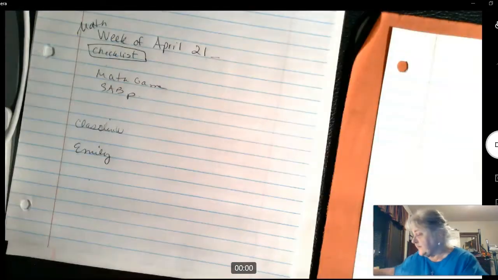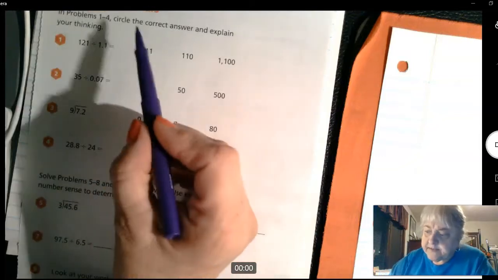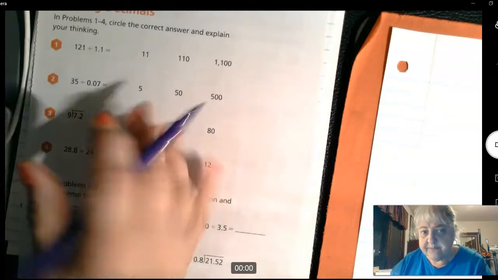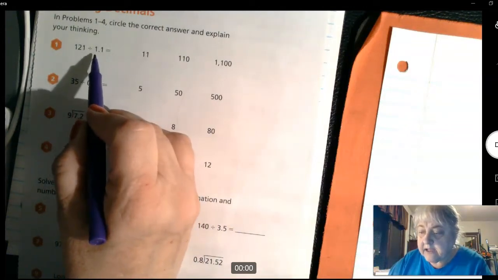So let's look at page 509. In problems 1 through 4, circle the correct answer and explain your thinking, okay? So our first problem is 121 divided by 1 1/10. What I want you to do is to get your notebook paper. This is what you're going to turn in to me.